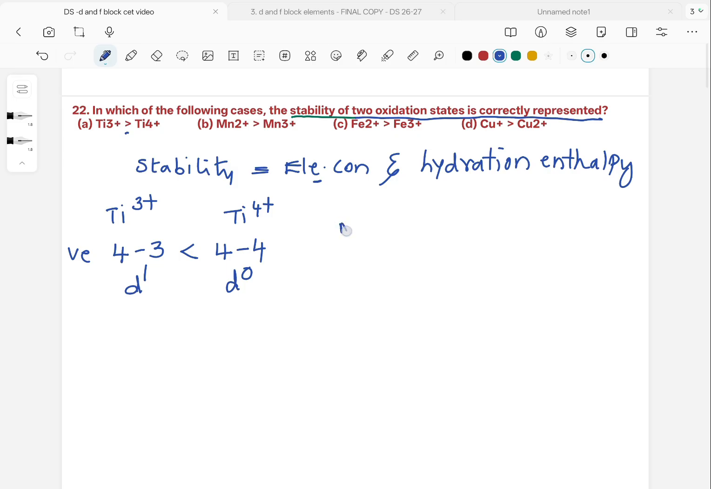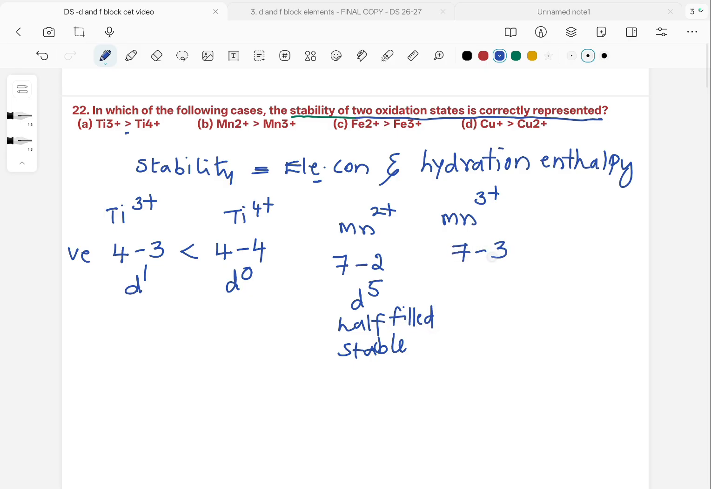Second option, Mn2+ and Mn3+. Manganese valence electrons are 7 in number. Minus charge 2, it ends with d5 configuration, a completely half-filled stable configuration, whereas here 7 minus 3 ends with d4 configuration. Mn2+ is more stable compared to 3+. Therefore, this option should be correct, and that is the answer here.